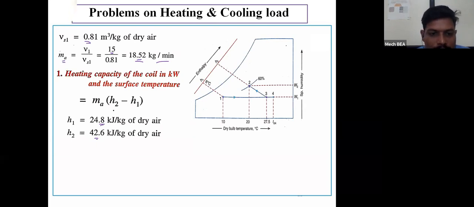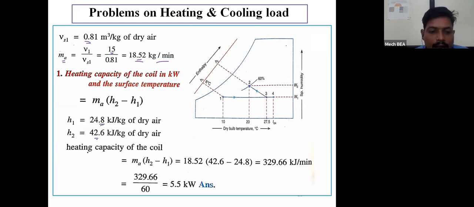So by putting this value, I will get the capacity of the coil, which will be equal to mass of air into H3 minus H1. H3 means H2. Don't get confused here, because point number 2 and point number 3, this process is the adiabatic humidification, and that adiabatic humidification process will occur at a constant enthalpy. Okay, that is nothing but H2 is equal to H3.